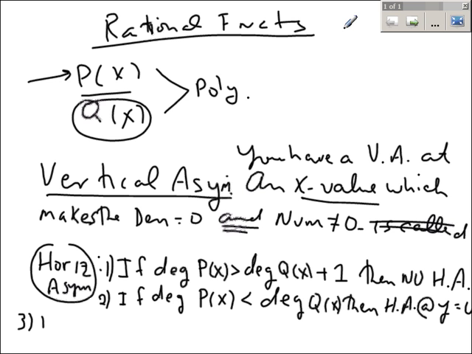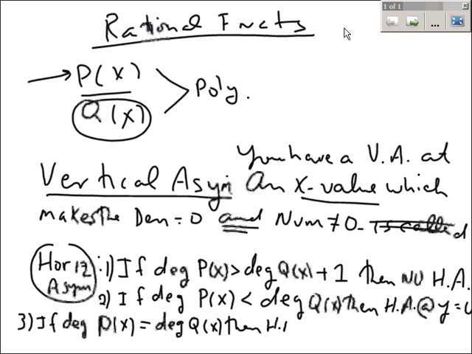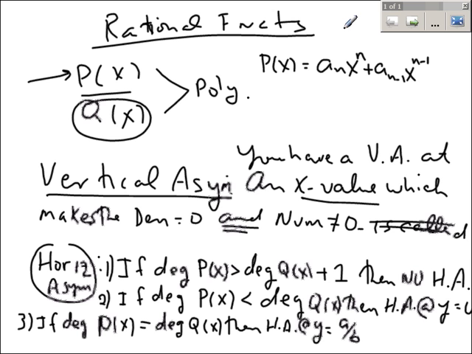Number 3. If the degree of p of x is identical to the degree of q of x, then there is a horizontal asymptote at y equals a over b, where, for example, p of x is a sub n x to the n plus lower terms, etc.